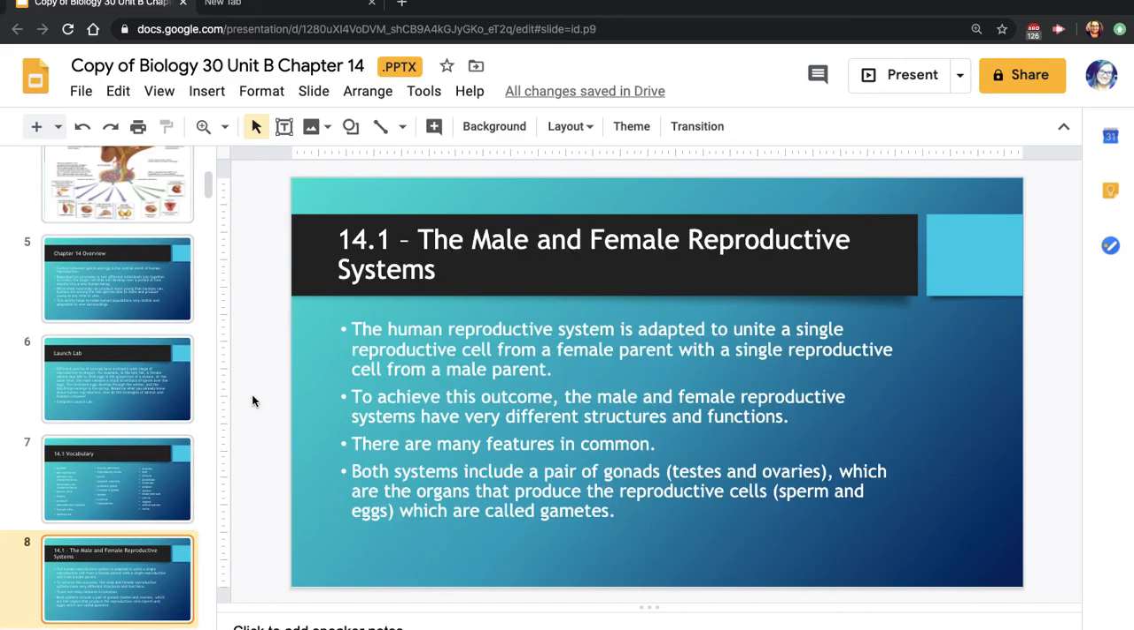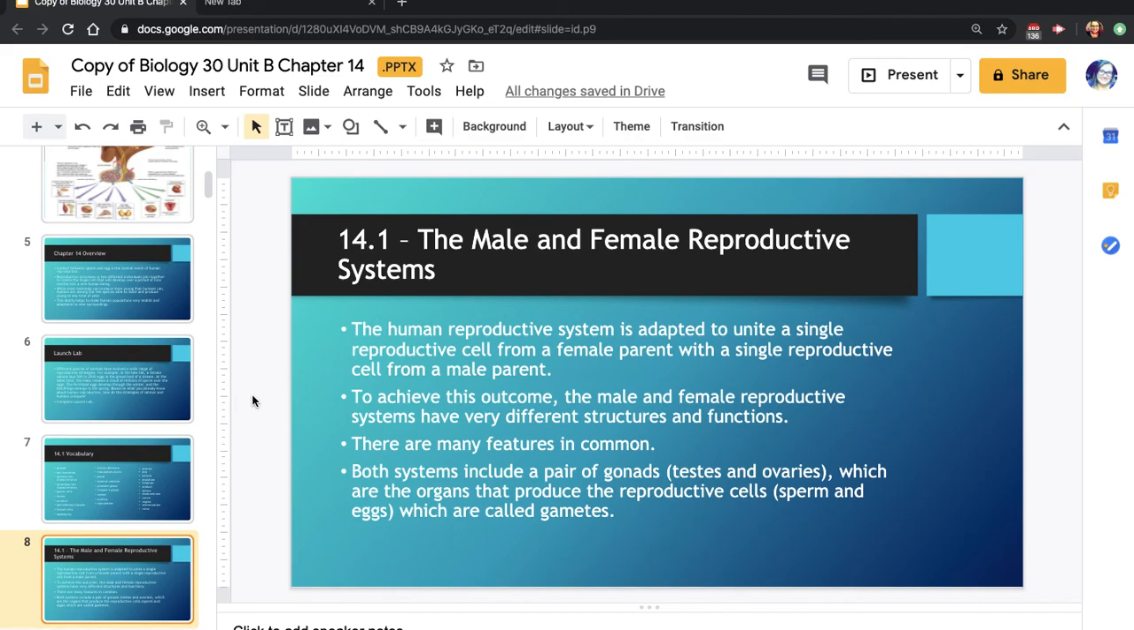So the male and female reproductive systems. The human reproductive system is adapted to unite a single reproductive cell from a female parent with a single reproductive cell from a male parent. To achieve this outcome, the male and female reproductive systems have very different structures and functions. There are many features in common, but both systems include a pair of gonads. So gonads are our testes or our ovaries. So those are the things that are going to create those sex cells, the cells that are going to unite together to create a new human being.